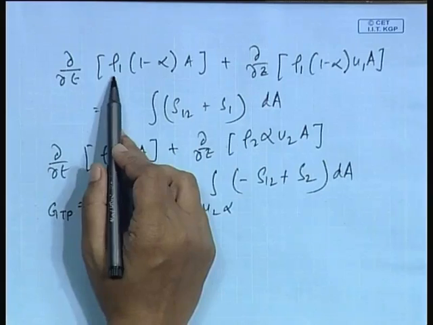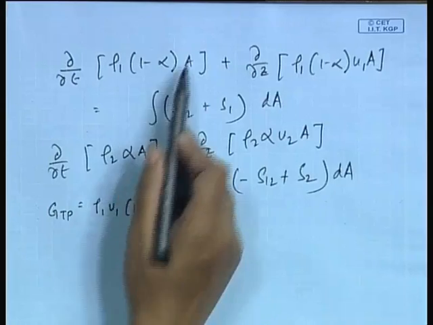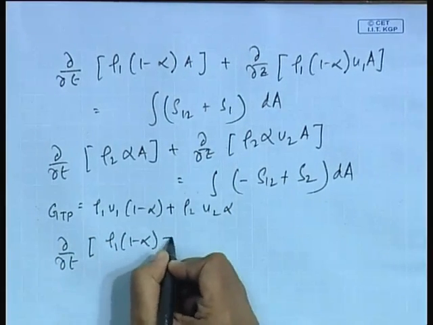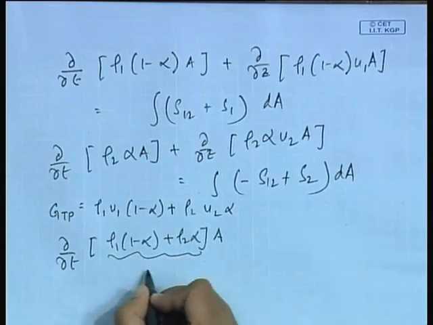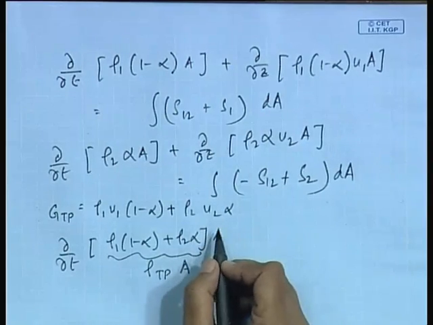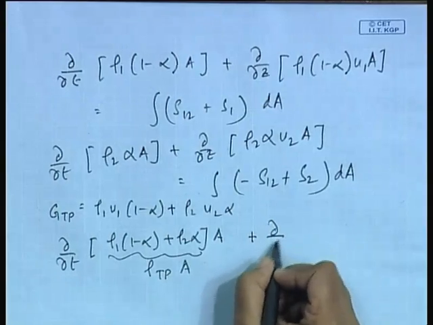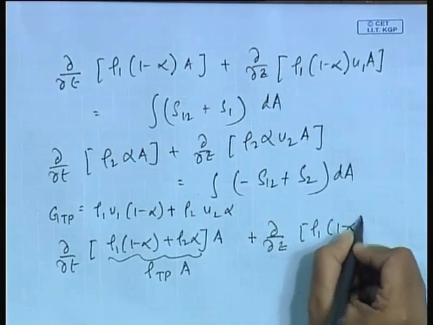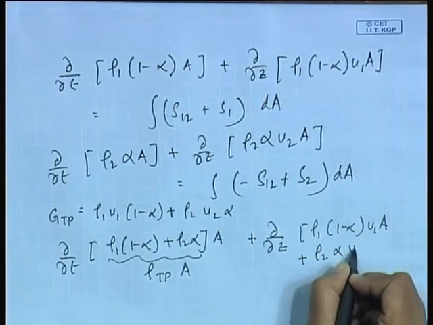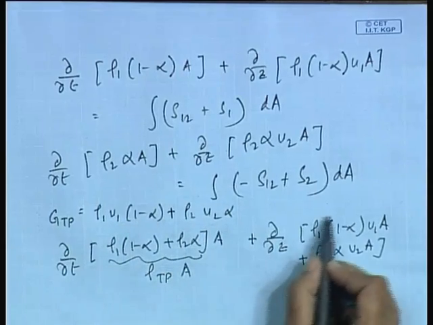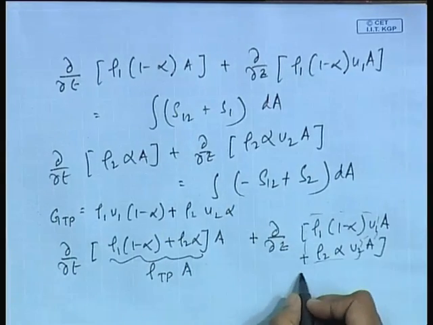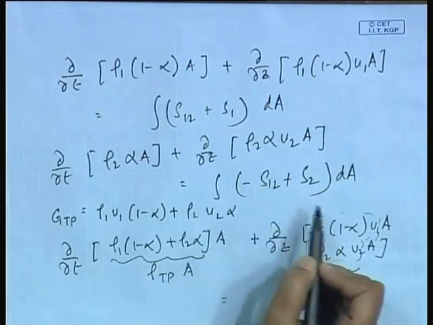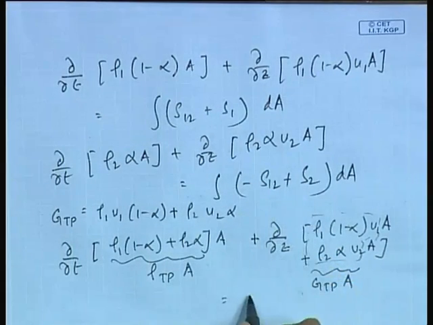What we get here, we get rho 1 into 1 minus alpha plus rho 2 into alpha into A. Okay, so therefore, here we get del del t of rho TP A, it is rho 1 into 1 minus alpha plus rho 2 alpha into A, and this part is nothing but rho TP into A, okay, plus this portion will be del del z of rho 1 into 1 minus alpha U 1 A plus rho 2 alpha U 2 A. So, the rho 1 U 1 into 1 minus alpha plus rho 2 U 2 alpha, this whole portion becomes G TP. So, therefore, this is G TP into A, is not it? So, this will be equal to this S 1 2, S 1 2, they will cancel out. S 1 and S 2, they are almost equal to 0. So, this becomes equal to 0.